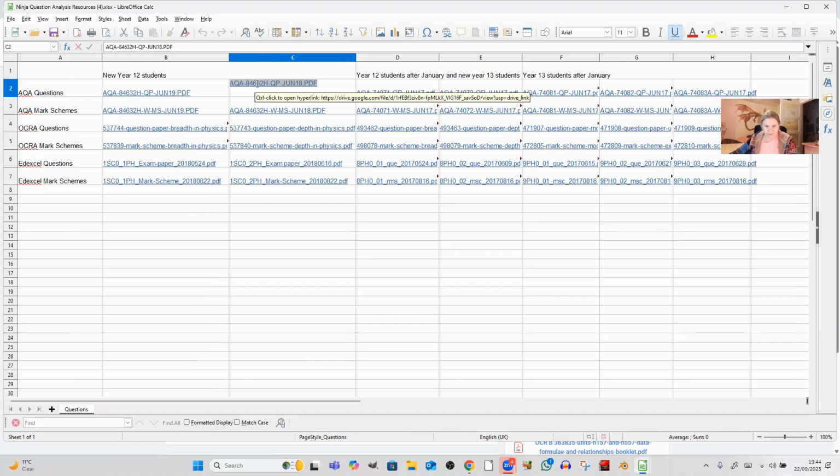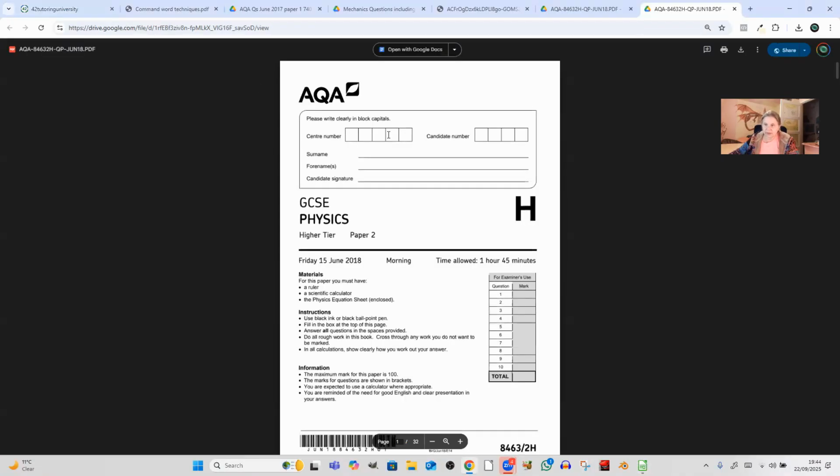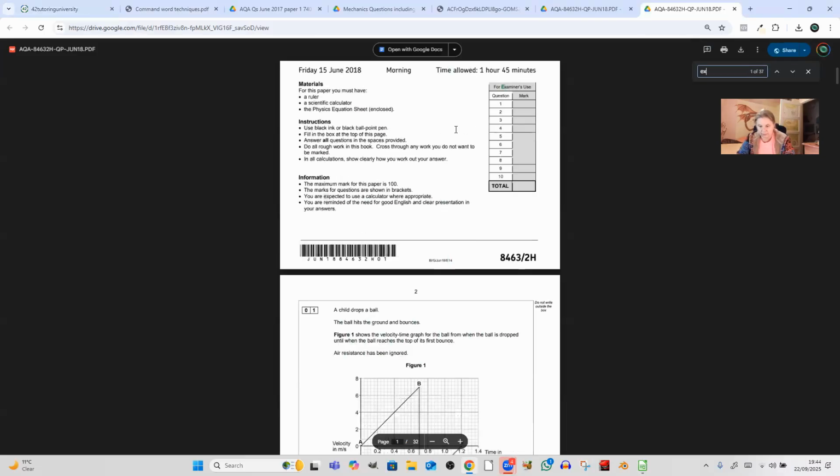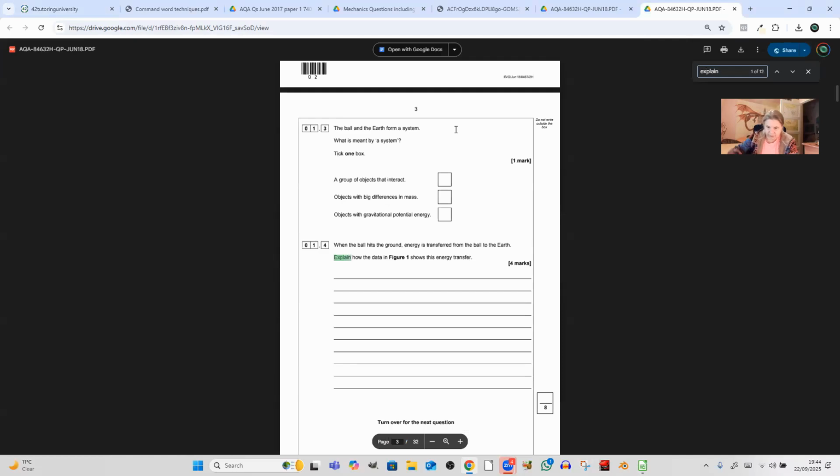Right, so it's control and click. And again, like before, you can do control F, and I'm going to put in explain. Okay, so here we go. We've got explain. This is a 4-mark explain. So this is going to be 2 key facts and 2 consequences, probably. But it might be 1 key fact and 3 consequences, and it might be 3 key facts and 1 consequence.